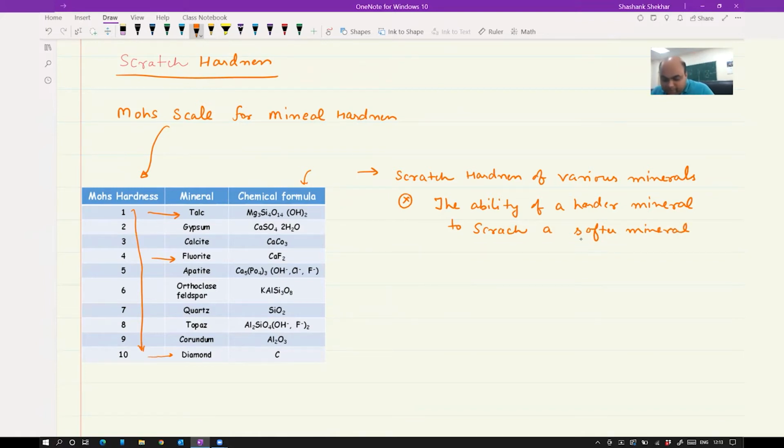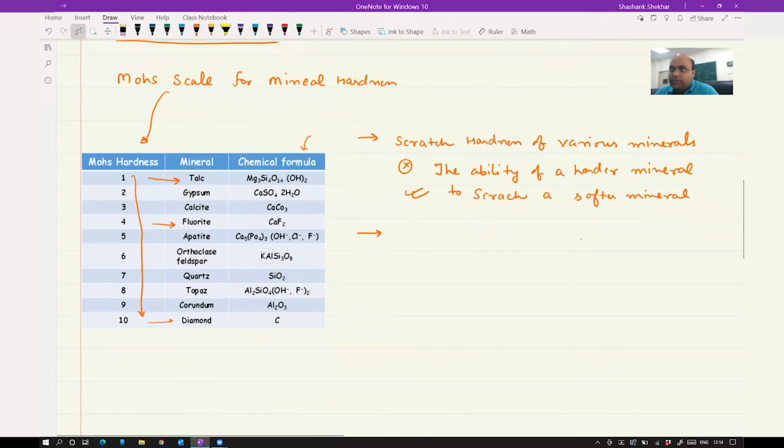Okay, so what does it mean? Suppose I take fluorite and try to scratch talc, right? So fluorite can scratch talc very easily. Okay, and if I can see it, I know that fluorite is harder than talc. And if I do the opposite, if I take talc and then scratch fluorite, it is not going to scratch fluorite. So we know that talc is softer than fluorite, and that is what I wrote here, right? This table nicely tells you which one is the harder mineral and which one is the softer material. So it gives you the scratch hardness of various materials. That is point number 1.